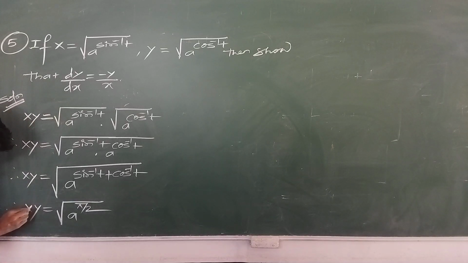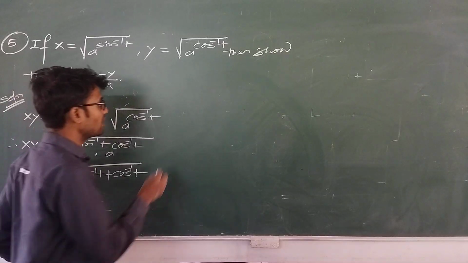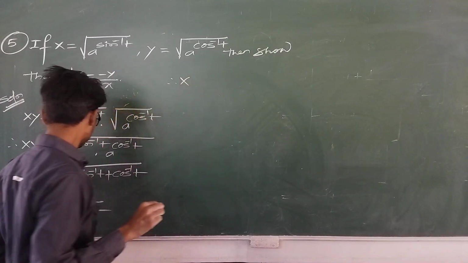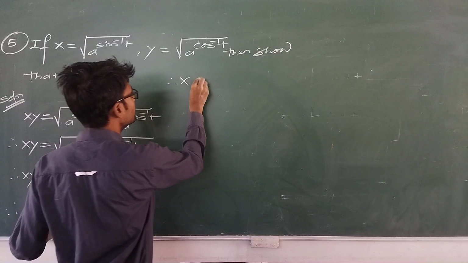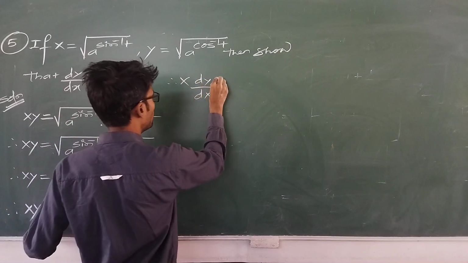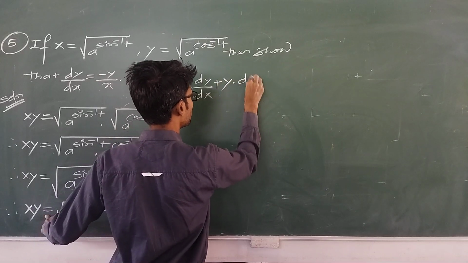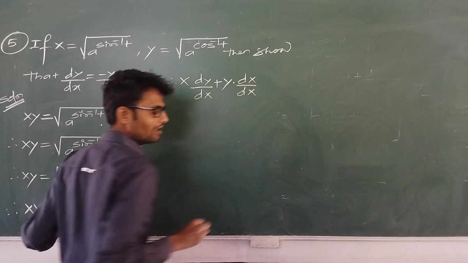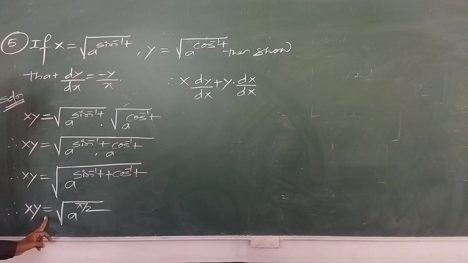And for this you have to apply the product rule. See, I will apply the product rule for this. x outside, derivative of y, so derivative of y is dy by dx, plus y outside, derivative of x with respect to x. The formula I am using is u outside, derivative of v with respect to x, plus v outside, derivative of u with respect to x.